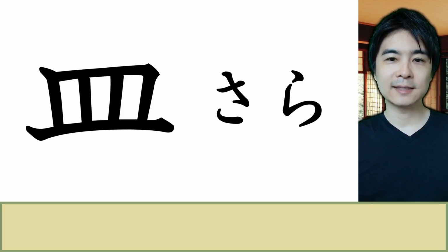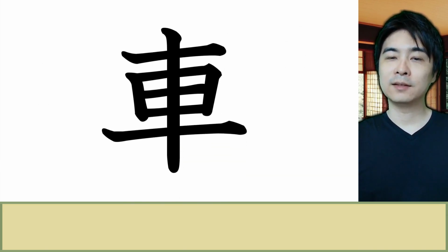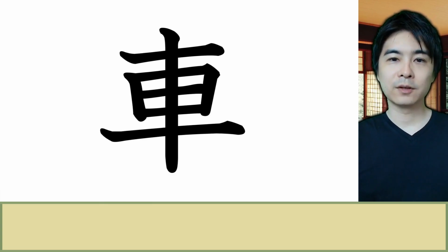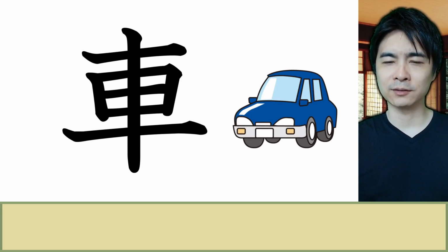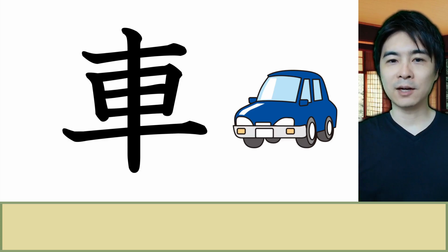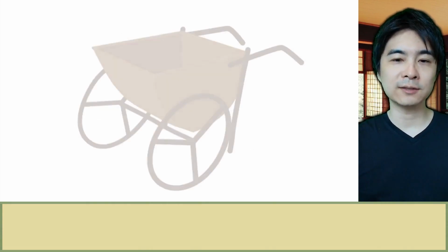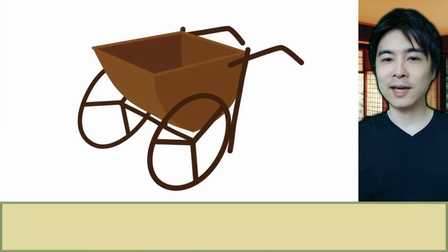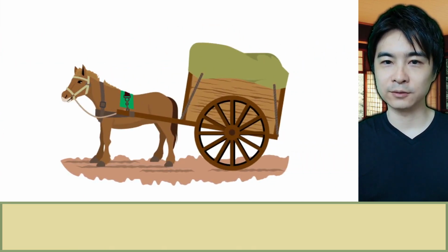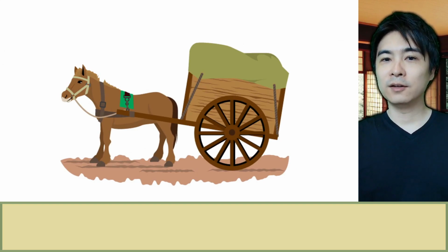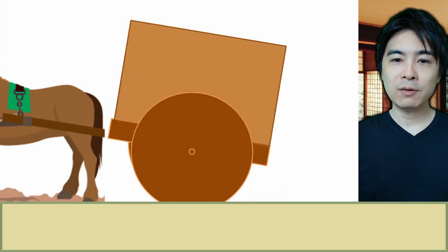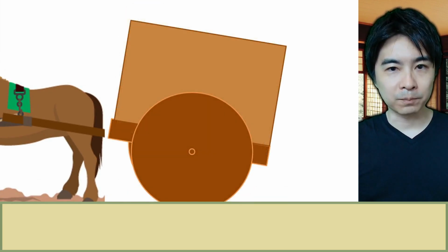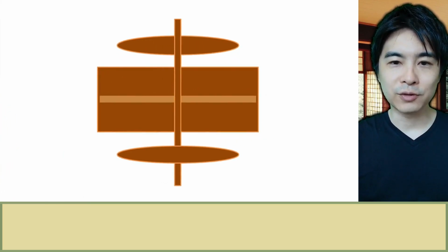Okay, the next kanji is this one. This kanji means car. But kanji was created a long time ago, so of course there were no gasoline cars at that time. Maybe a long time ago, cars were just like this. And ancient people used horses to pull the car. Let's think about the shape of this car. When we look at this car from the top, maybe it would look like this.